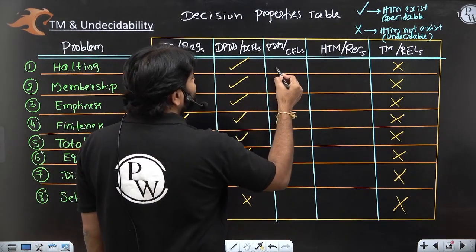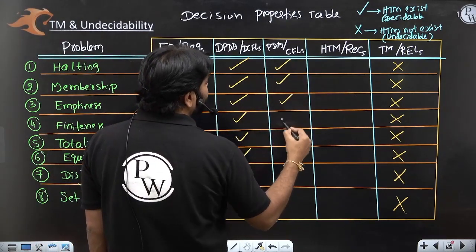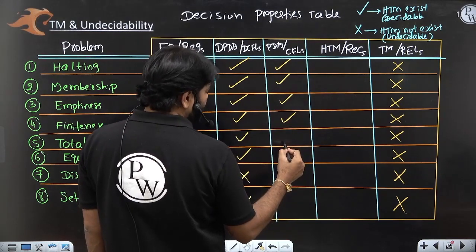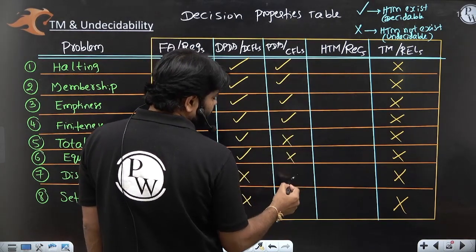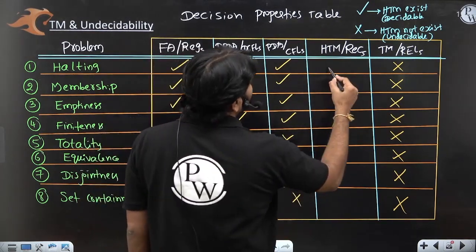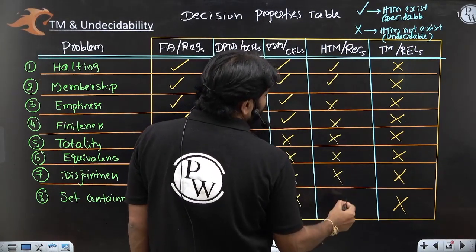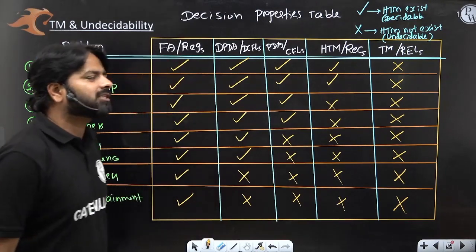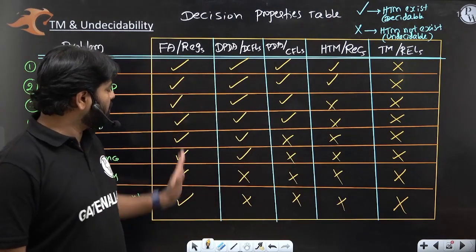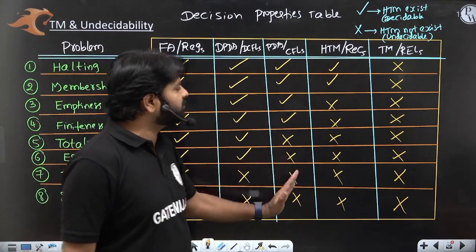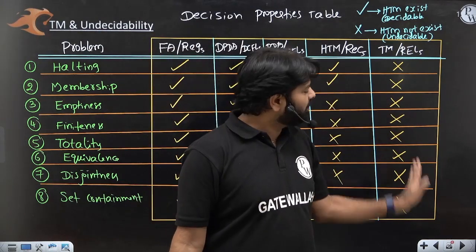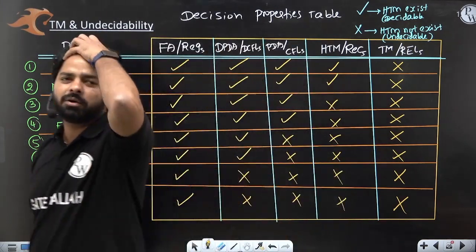For PDAs, half, the first 4 rows, are decidable and the other 4 rows are undecidable. For Turing machines, only the first 2 rows are decidable in the HTM sense and the remaining are all undecidable. So you can easily remember these properties: here all of them, here except the last 2, here except the last 4, here nobody. It is very easy to remember this decision properties table.